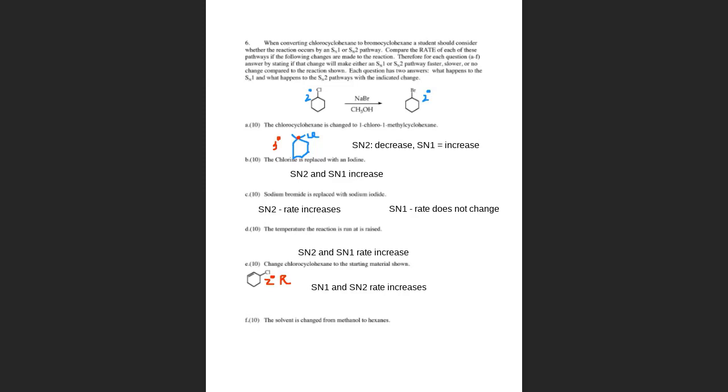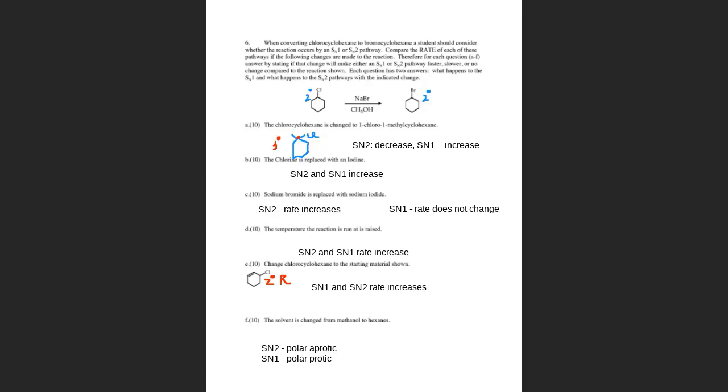All right. Now let's go to the last one, okay? The solvent is changed from methanol to hexanes. Okay, so remember, methanol is polar, right? SN2 likes polar aprotic, right? And then SN1 likes polar protic. So methanol is polar protic, right? But it's still protic. Hexane, on the other hand, is nonpolar.